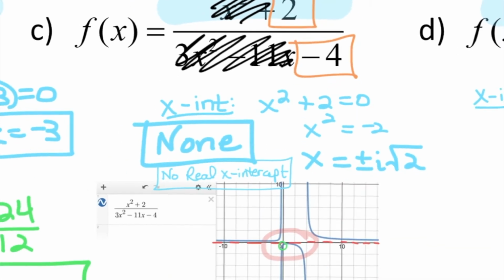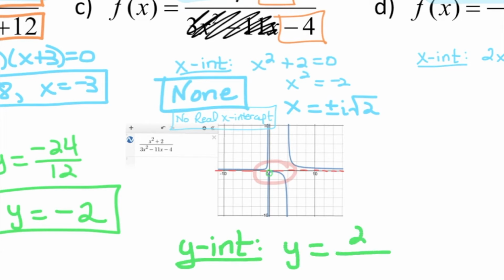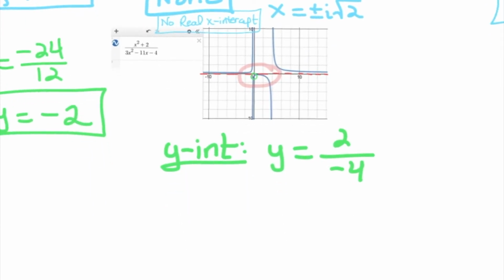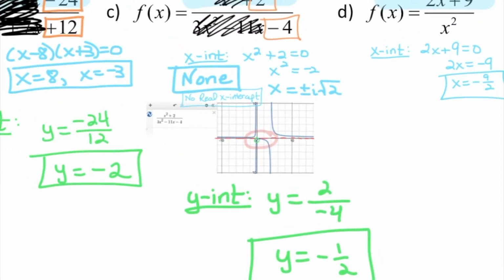And so your y-intercept is going to be y equals 2 over negative 4. And that's going to be y equals negative 1/2.